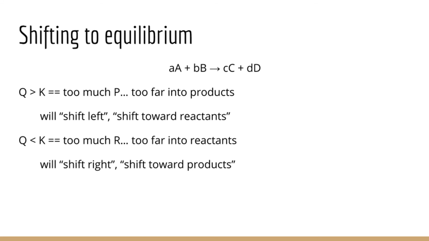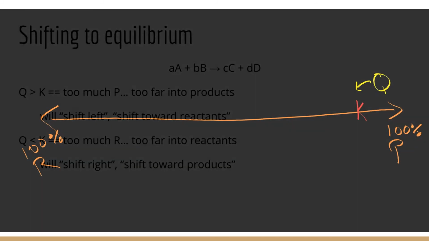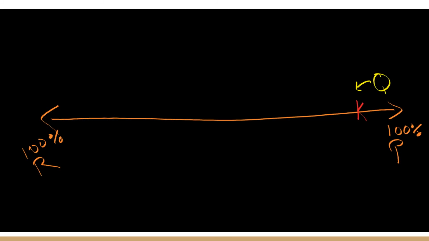If K is a really, really big number, that means that at equilibrium, it's going to rest far to the right. A really, really big K means it normally has far more products than reactants, and it's going to sit to the right. But even if K is really, really big, if Q is bigger than K, it's going to move to the left. That means it's too far to the right, even for something that ordinarily wants to be way over to the right.